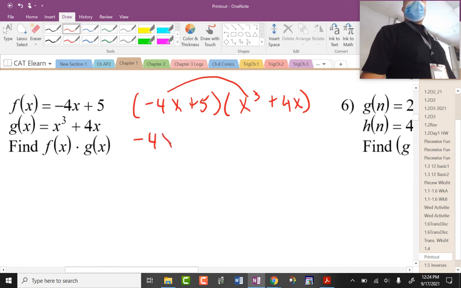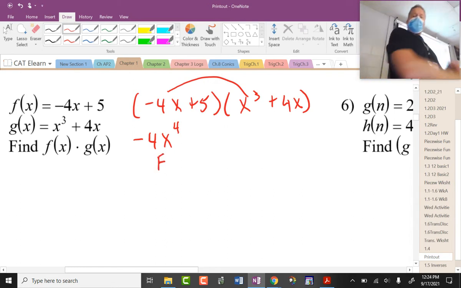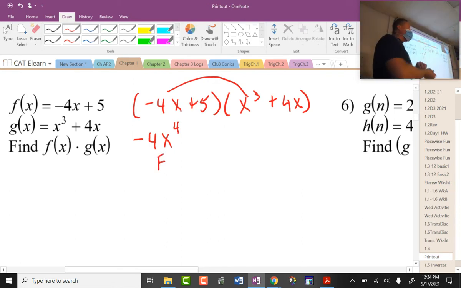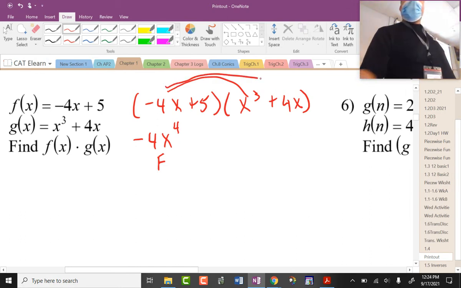Negative 4x cubed. Wrong. Fourth. X times x cubed is x to the fourth. And that's first for FOIL, the first 2 terms. Outer. Negative 4x times 4x is negative 16x squared.